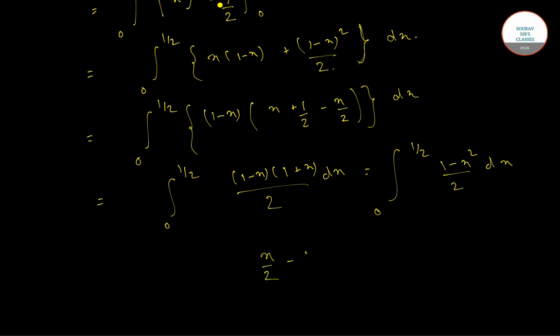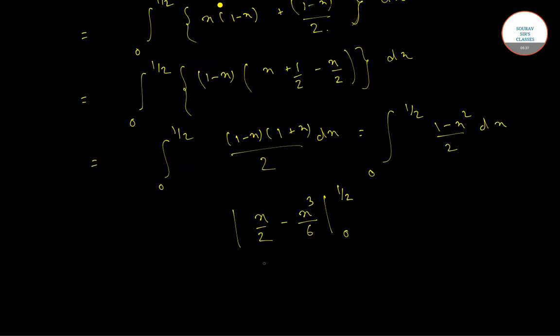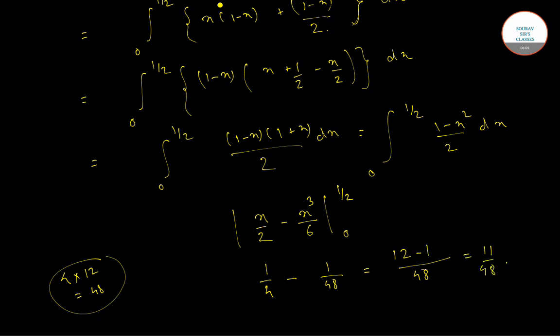So this is equal to x by 2 minus x cube by 3 into 2, which is equal to 6. Now here the value of x goes from 0 to half. So from here we get 1 by 4 minus 1 by 8 into 6, which is equal to 48. Now 4 into 12 is equal to 48. So we get 12 minus 1, which is equal to 11 by 48, which is our answer.